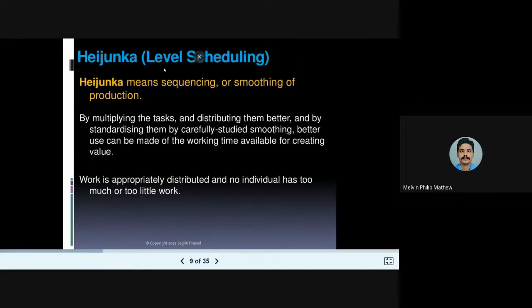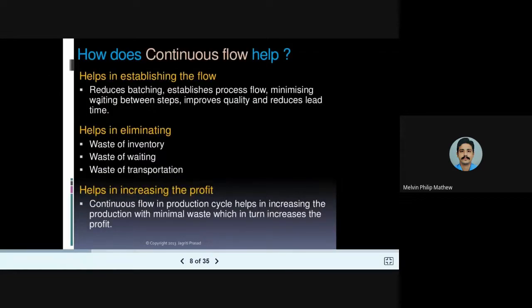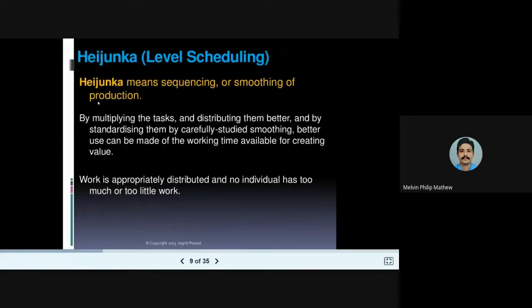Next tool is level scheduling, Heijunka. So in Heijunka, it means sequencing or smoothing of production. So we are sequencing or smoothing of production. So in continuous flow, we are already creating an uninterrupted time for the continuous flow of work. But under level scheduling, to ensure continuous flow is being done, we are preparing a sequence.